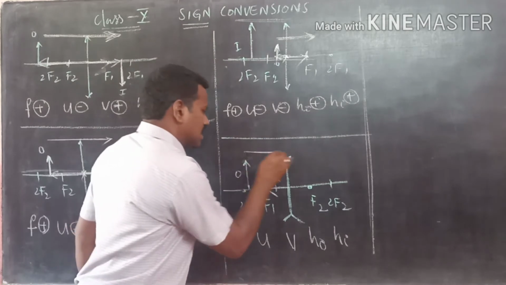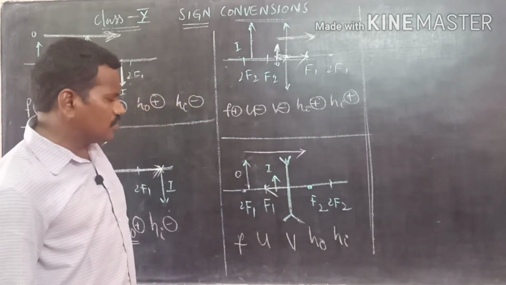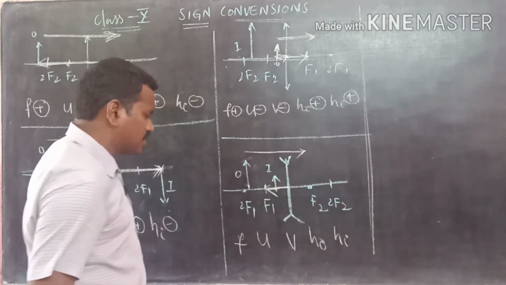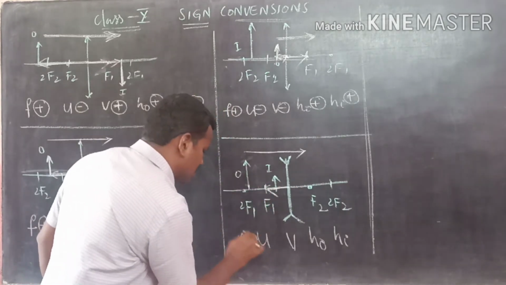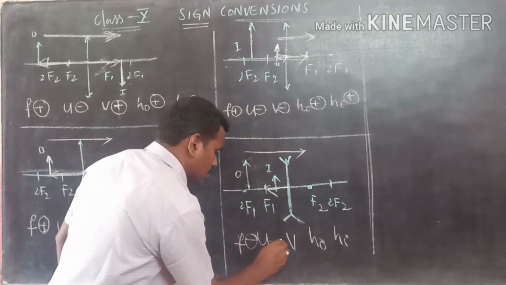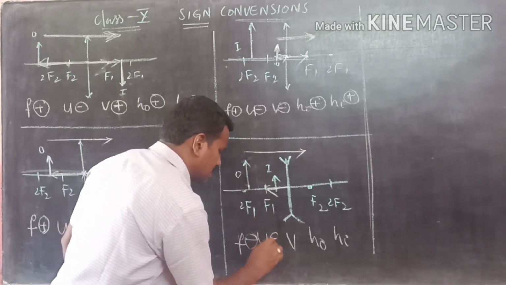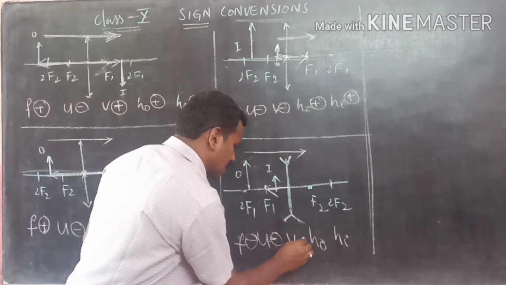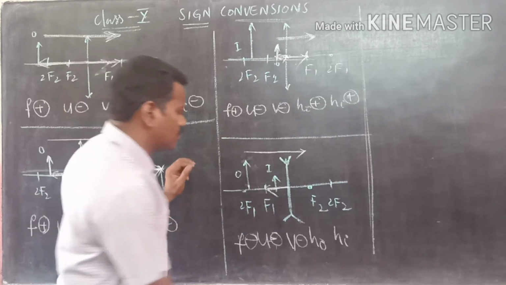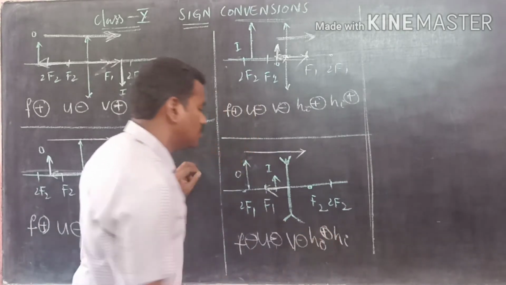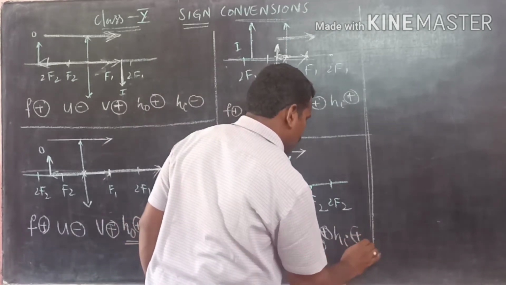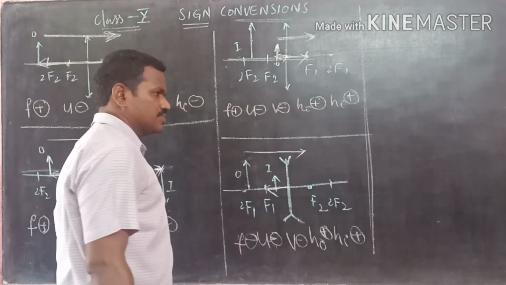Now consider the light rays are traveling from left to right. First of all, the focal length we are measuring in the opposite direction, so the focal length is negative. The object is also on the left hand side, so the object distance is also negative. The image distance is also negative, but the height of the image lies above the principal axis, so positive. The height of the object is also above the principal axis, so it is also considered as positive.